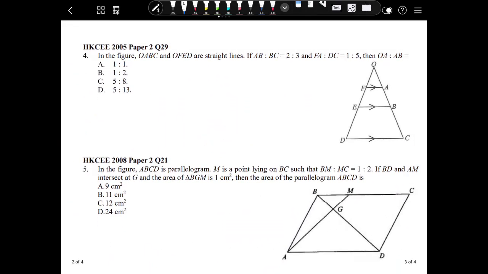Question number 4. In this question, we have got some ratios as well. That would be 2 to 3 for one ratio, and for the other one, that would be 1 to 5. Please, at the end, find the ratio of OA to AB.